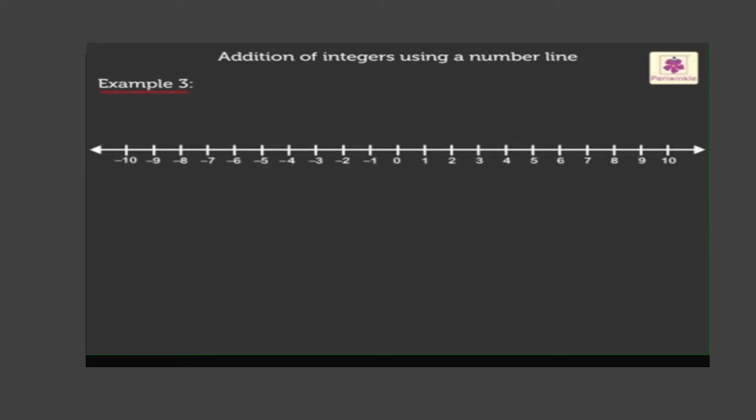Example 3. Find 3 plus -5. Firstly, start from 0 and move 3 places to the right. We reached +3. Now, we move 5 places to the left, that is in the negative direction from +3 and reach -2. Therefore, 3 plus -5 is equal to -2.